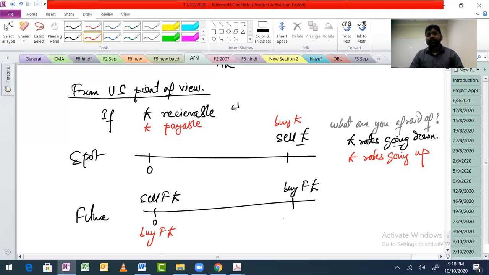Now what do you do at the end? At the end you sell so that the position gets cleared and the deal is done. Are we fine with all this?